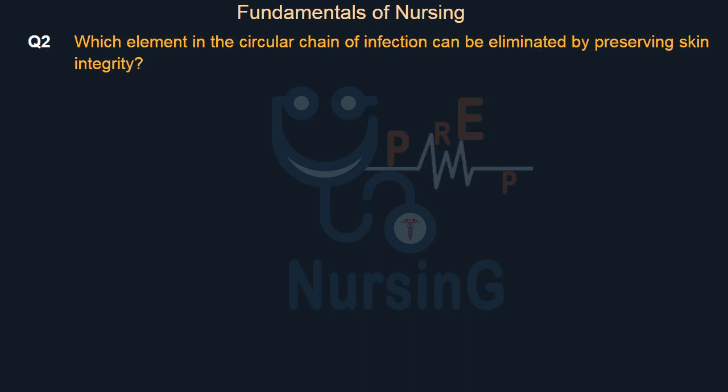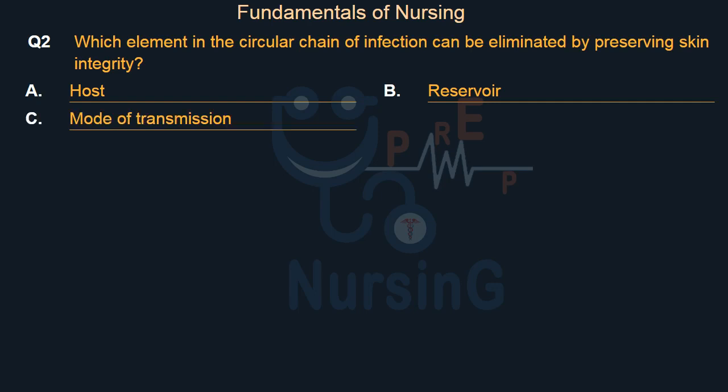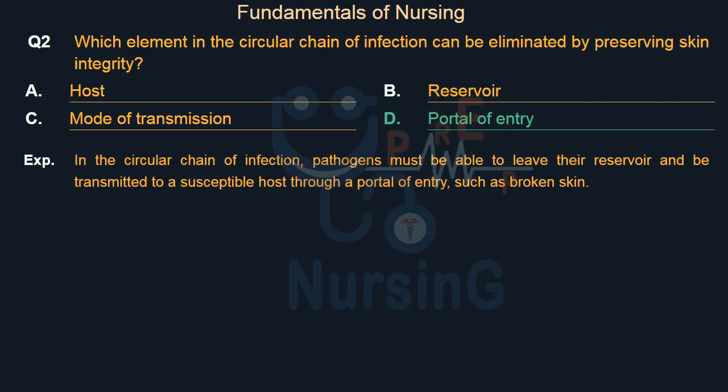Which element in the circular chain of infection can be eliminated by preserving skin integrity? Option A. Host. Option B. Reservoir. Option C. Mode of transmission. Option D. Portal of entry. Right answer is Option D. Portal of entry. In the circular chain of infection, pathogens must be able to leave their reservoir and be transmitted to a susceptible host through a portal of entry, such as broken skin.